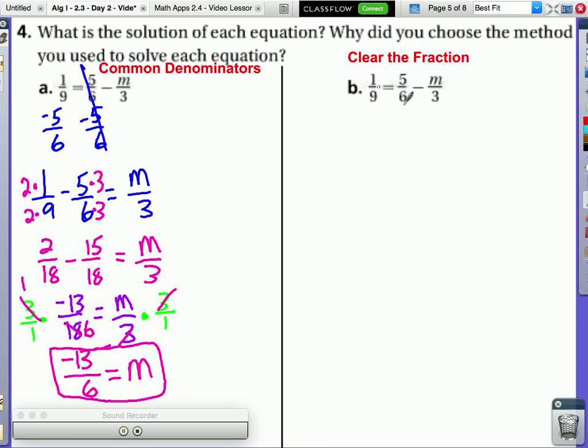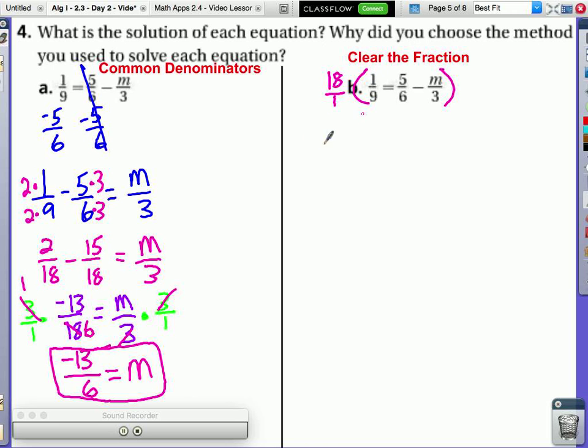Alright, same exact problem, clearing the fraction. So again, we're looking at all three bottom numbers now. We want to multiply the entire equation by some number. It's going to get rid of these fractions. So 18 again is the first number that all three of them go into. So we're going to take everything times 18 over 1.